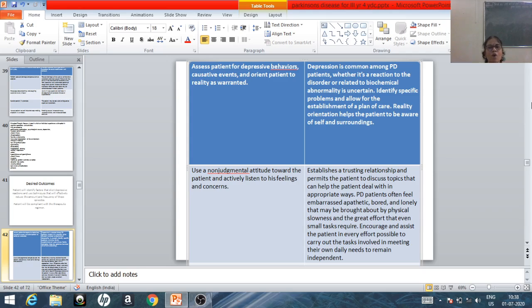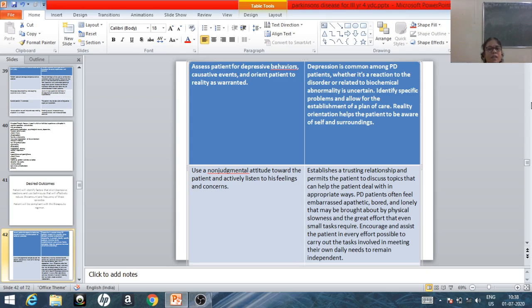Depression is common among these patients with Parkinson's disease. Whether it's a reaction to the disorder or related to biochemical abnormality is uncertain. Identify specific problems and allow for the establishment of a plan of care when you assess the patient's behavior. And reality orientation helps the patient to be aware of self and surroundings.